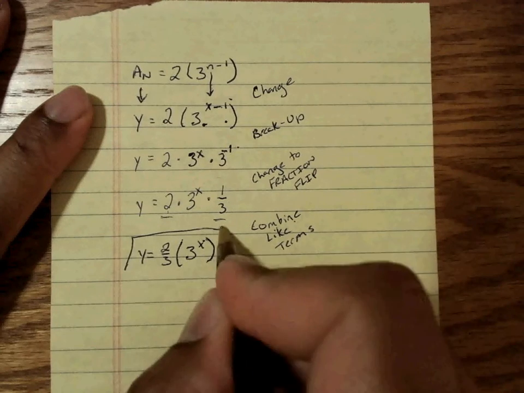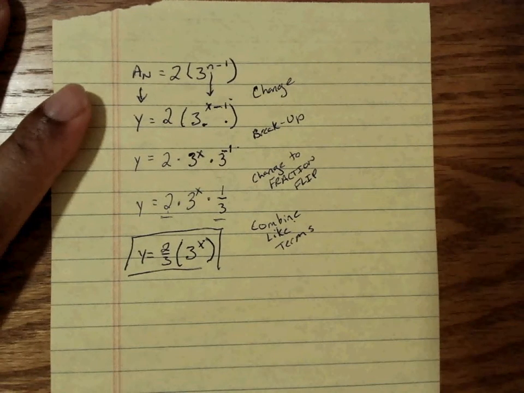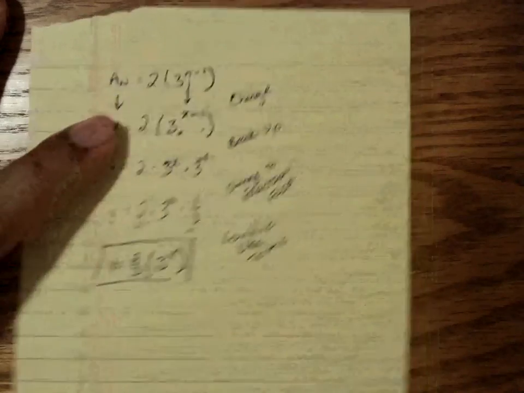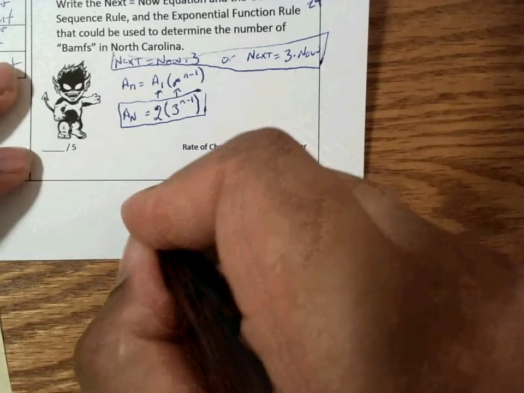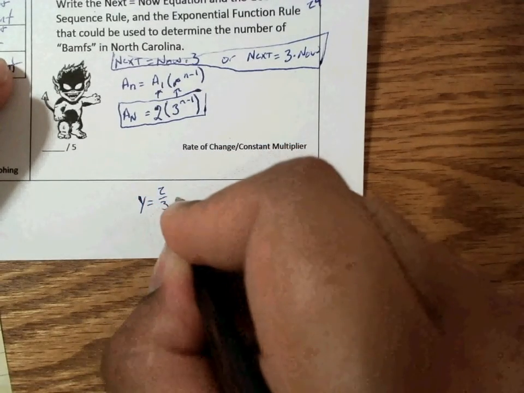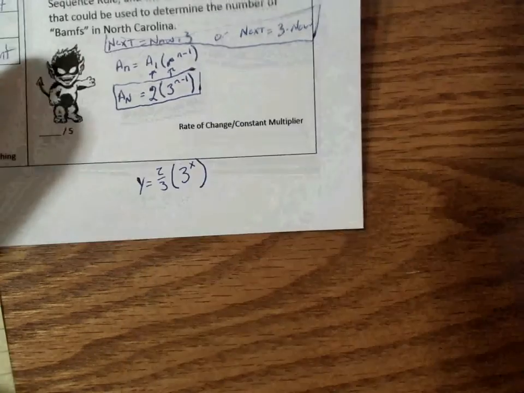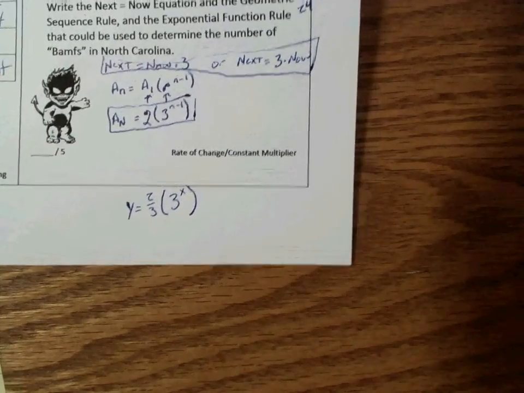Y equals. And that is our explicit function rule. So I'm going to take my sheet of paper. I'm just going to write it on this sheet of paper. So we got y is equal to 2/3 times 3 to the x. And that is our answer. So we're going to continue on.